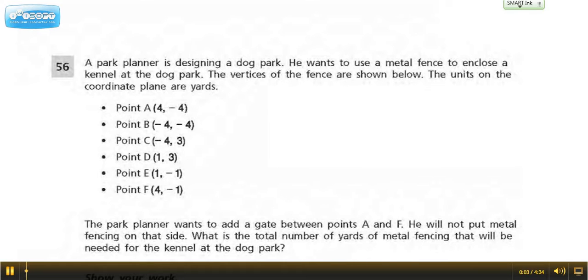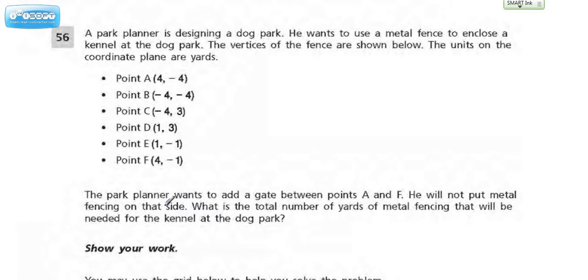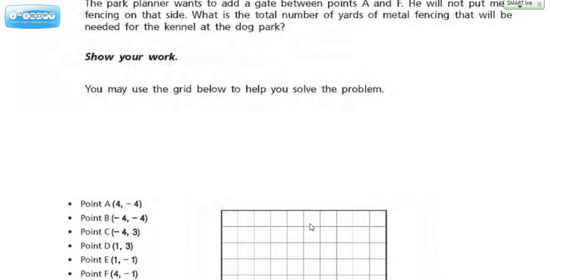We're looking at question number 56 from book 3 of the 2016 New York State exam. I don't like this question because the graph that they give you doesn't have any lines on it, so we need to come up with a strategy for how to deal with that.